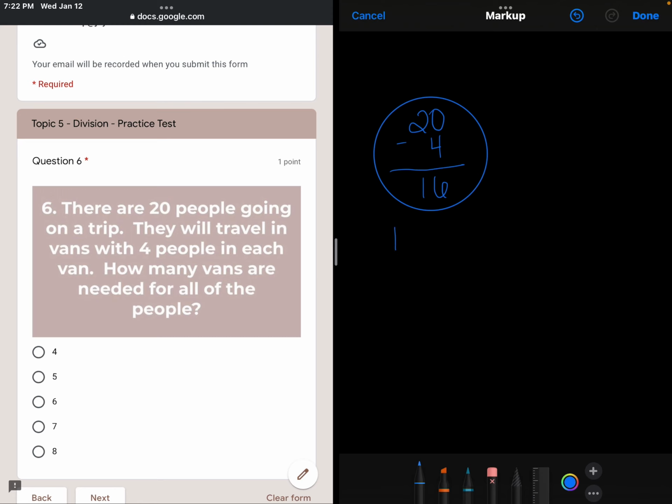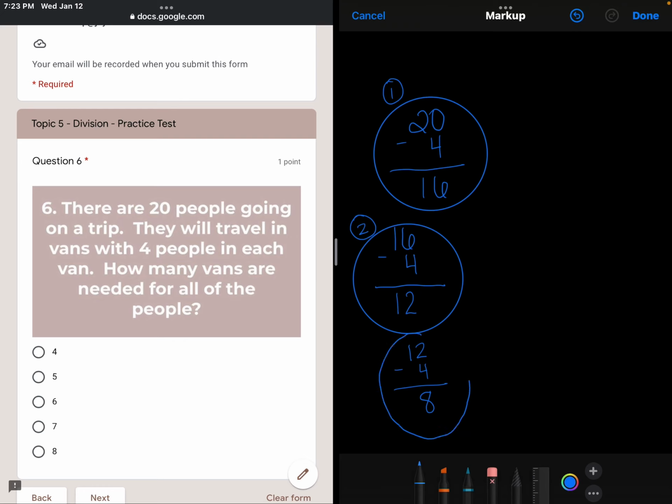Let's do it again. I take my 16 from my last problem, subtract 4 again because that's another van. That's how many people can fit in one van. 16 minus 4 is 12. There's another van. So I got to keep track of the vans that I have. 1, 2. I have my mind set on that other last problem. 12 minus 4, that's another van. Okay, 12 minus 4 is 8. So there's my third van.